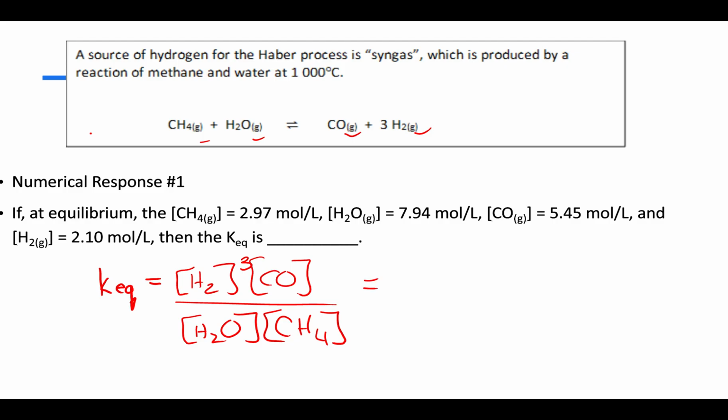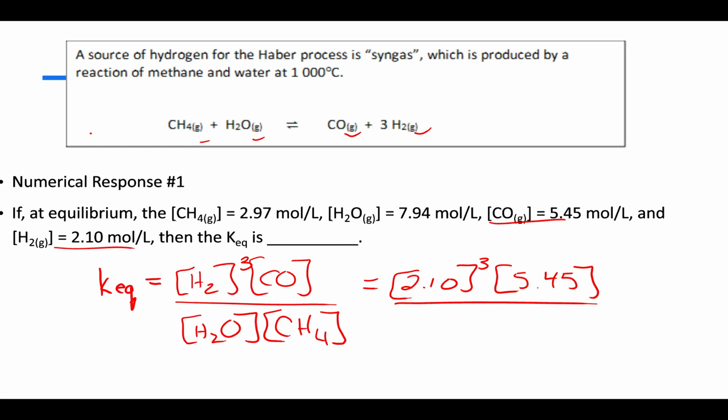Once you have that, then you do some replacing. Substitute the value for hydrogen in, so 2.10, and this is to the power 3. CO is 5.45, and then the denominator, water, is 7.94, and methane is 2.97.